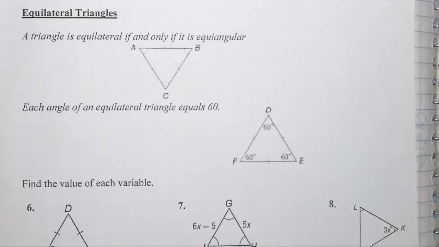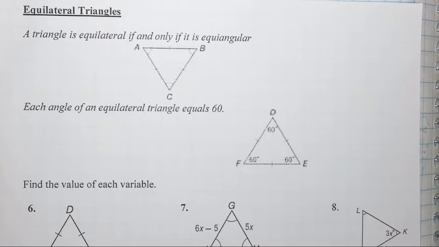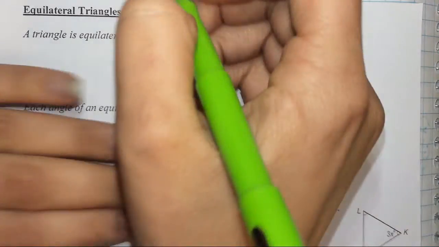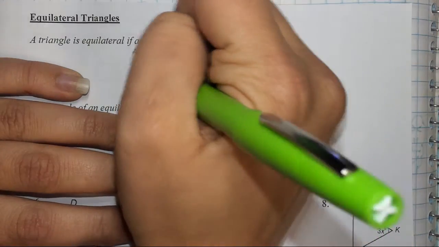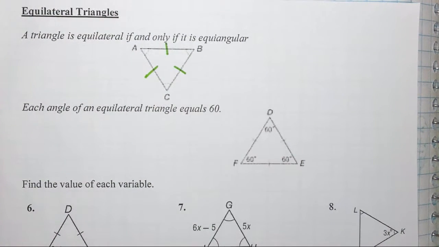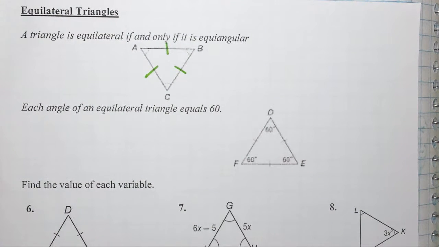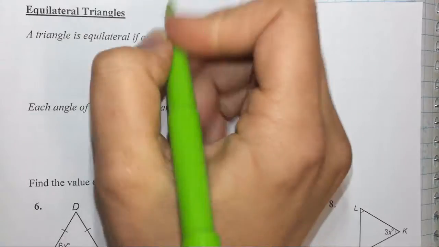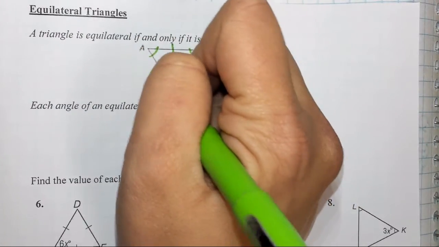Alright, what does it mean for a triangle to be equilateral? All sides are equal. So put a ticky on all of those sides of our top one. And if it's equilateral, all the angles are congruent. So put a rainbow on all of those angles.